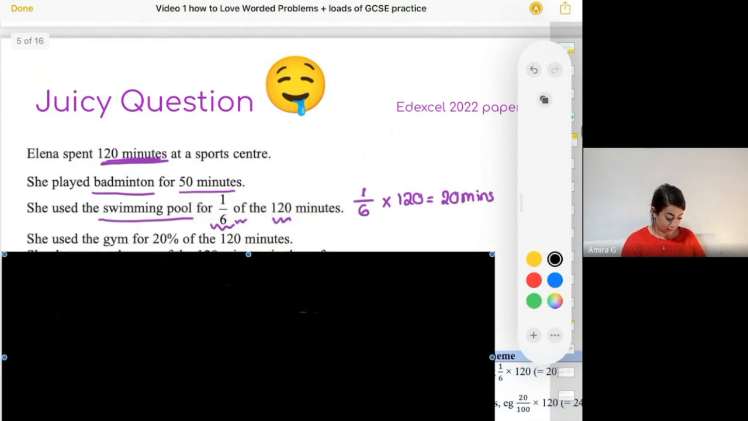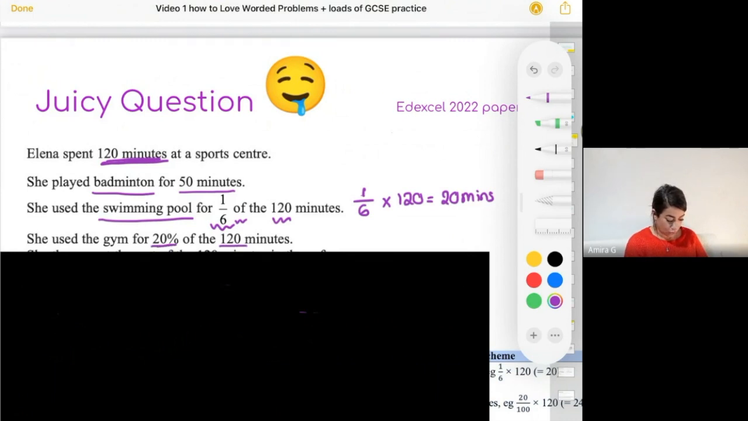Let's check the next sentence. She used the gym for 20% of the 120 minutes. So let's do that. 20% of the 120 minutes. So 20% of 120, 10% is 12, 20% is 24. So she used the gym for 24 minutes.